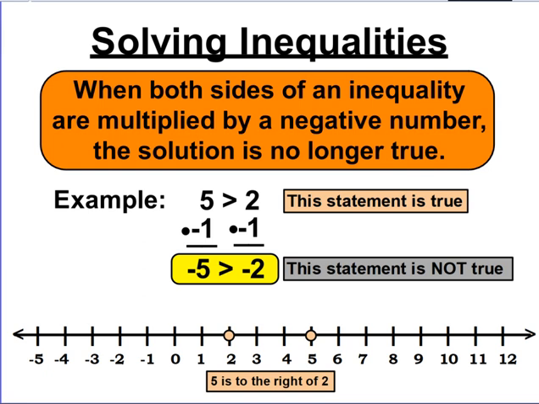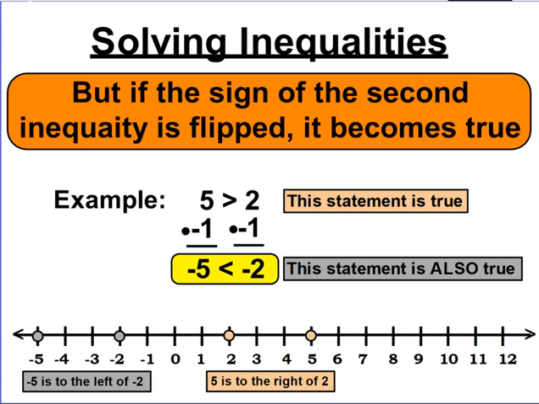If we use a number line to confirm it, you'll notice that -5 is to the left of -2 on a number line, which means that -5 is actually less than instead of greater than. So when we multiply by a negative number here, or if we were dividing by a negative number, it would make the inequality that you get as your solution untrue.